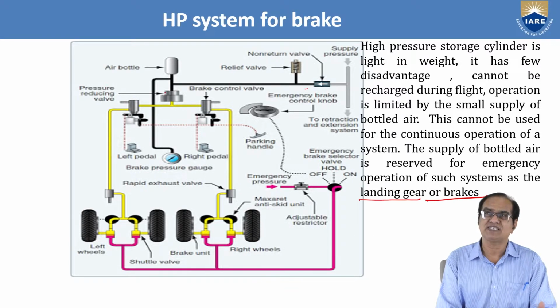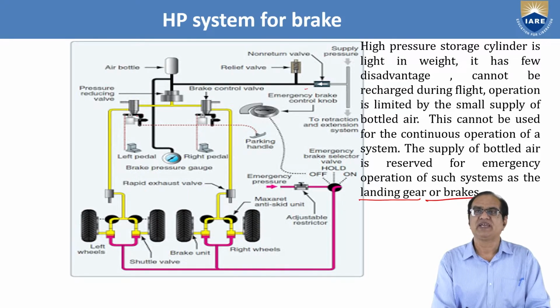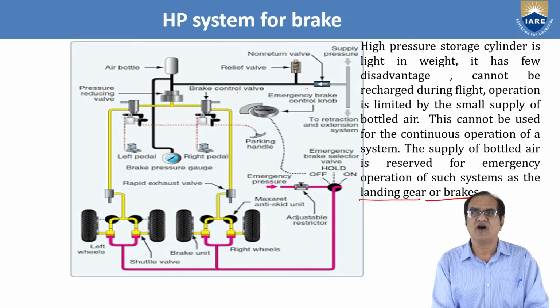So this device, that is called the pressure reducing device, will try to make the system take the required pressure, and this is reduced as per the requirement of the system. Now from here it goes to the brake control valve.